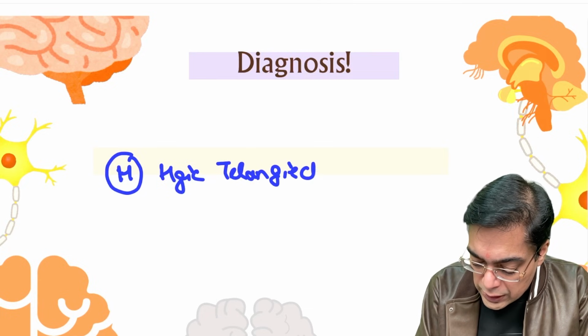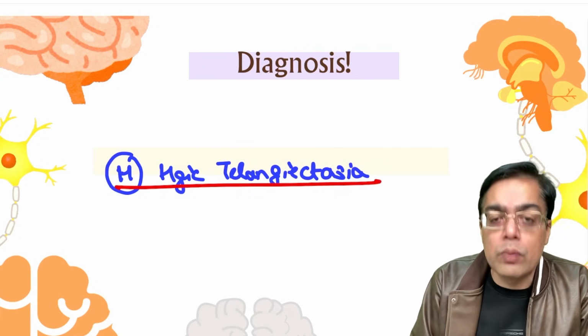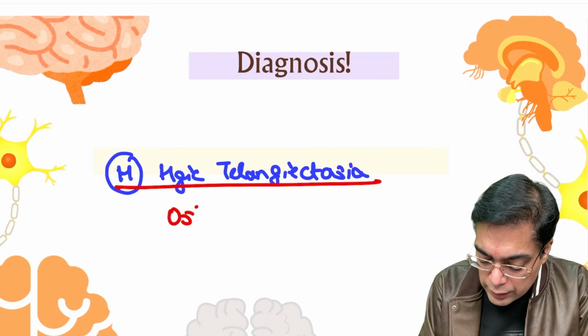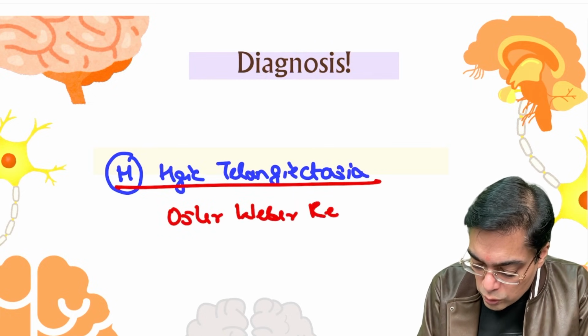Hereditary hemorrhagic telangiectasia. And the other name given to this condition, that is where the people will tend to confuse you in the exam. You have to remember its other name. Which syndrome are we talking about? Very right. Osler-Weber-Rendu syndrome.